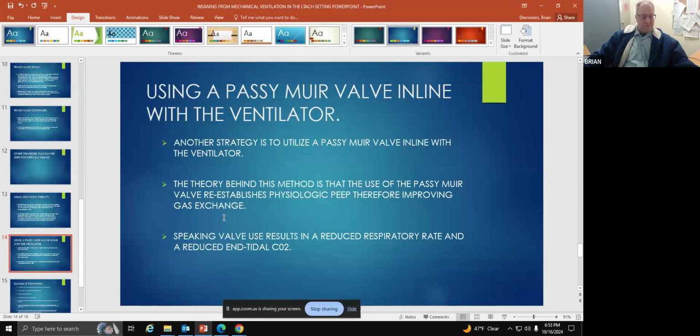One study I was looking at showed that the use of the speaking valve resulted in a reduced respiratory rate and a reduced end tidal CO2. I have not personally had that experience because we don't utilize end tidal CO2s right now here, but it's coming in the future. But I did see that in one of the studies, and I do believe that would be the case.